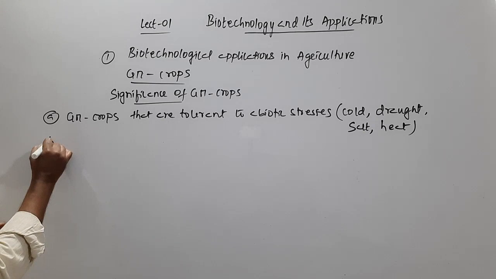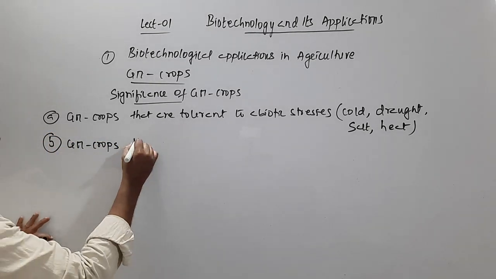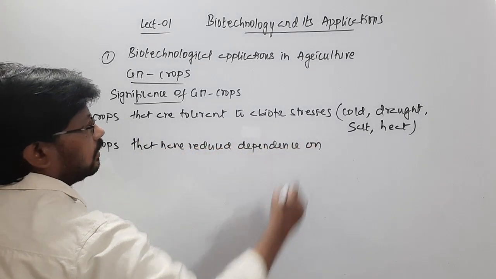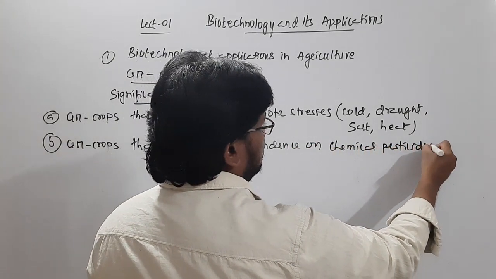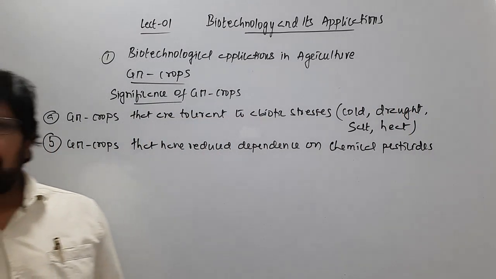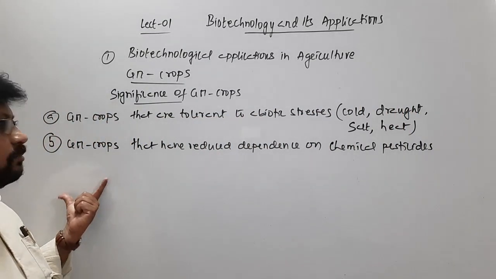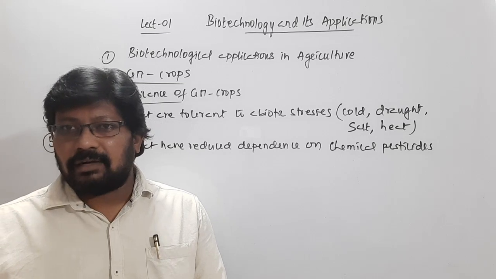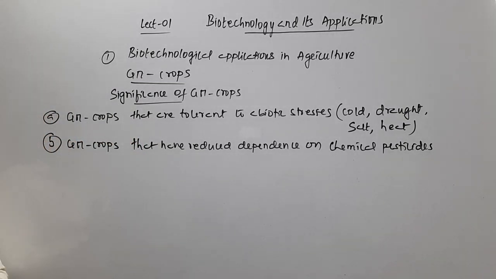Then we can also construct genetically modified crops that have reduced dependence on chemical pesticides. Just now I have told you that in agrochemical based agriculture, we need to use these pesticides to control the pest. I can construct genetically modified crops that are capable of fighting this pest by themselves. How we are going to do that, shortly I'm going to explain. So we can develop GM crops that have reduced dependence on chemical pesticides.